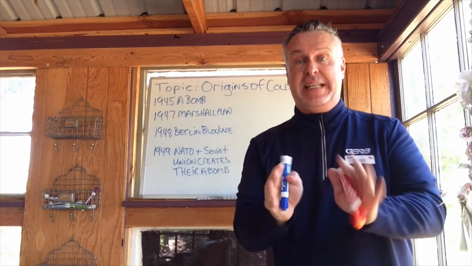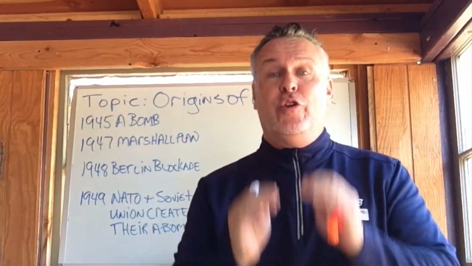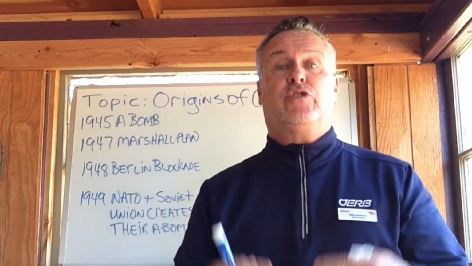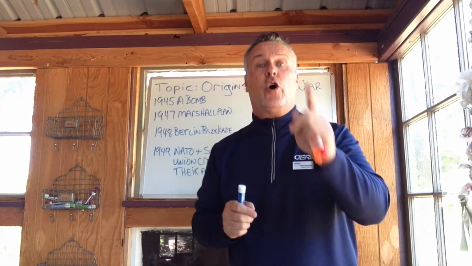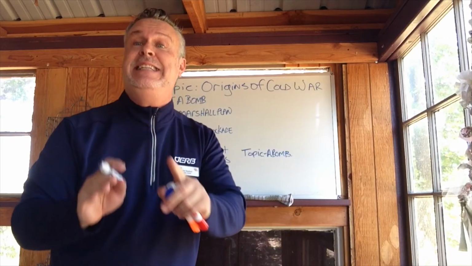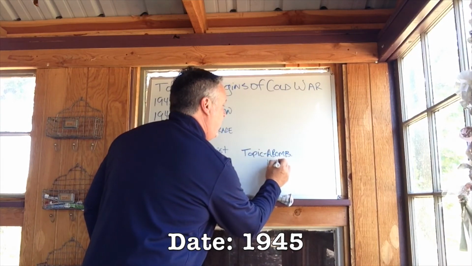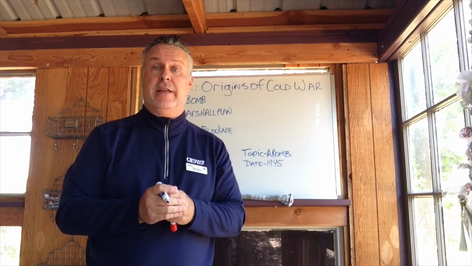So our first topic for today, and I'm going to do this one with you, is going to be in 1945, the United States ending World War II by dropping the atomic bomb in Japan. So on the left-hand side of the paper, we are going to come up with our 4 facts about the atomic bomb in 1945. And then on the right-hand square, we are going to draw something that would help us to signify that. So our number 1 thing is going to be writing down the topic, A-bomb. We will list the date, 1945.